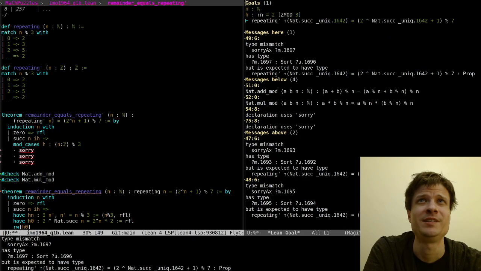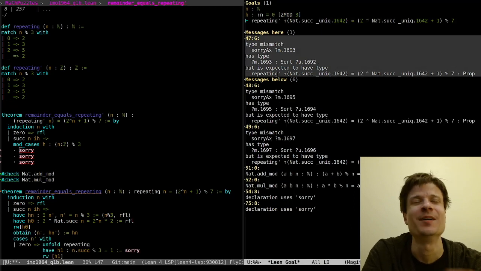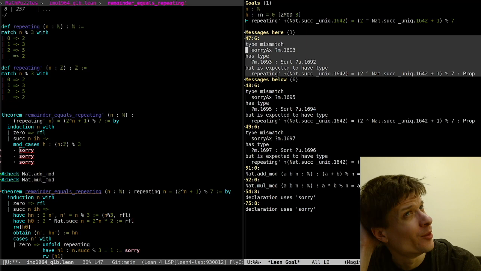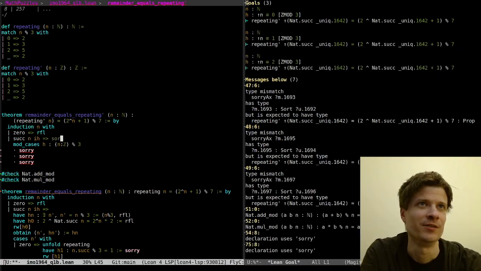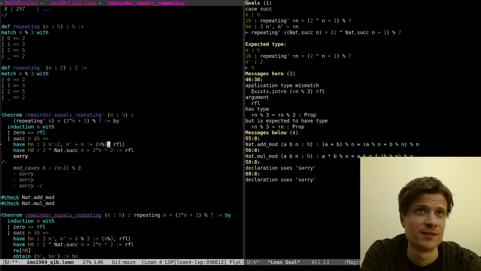It's not even letting me say sorry. Sorry is supposed to always work. My sorry axiom has the wrong type. So I'm just going to chalk that up to the mod_cases tactic maybe not being ready for prime time yet. That's pretty ridiculous. Try this: such that n' = n.